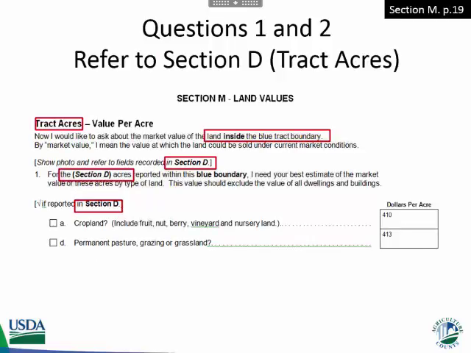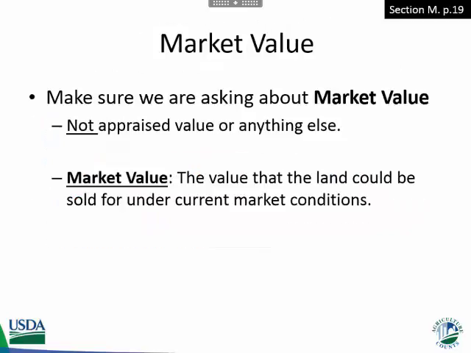Questions 1 and 2 are referring to the tract acres, which means all the land that is inside the blue tract on the aerial photo. You can also look at Section D to make sure. You see there's numerous points where it says refer to Section D. So that's what we're talking about for questions 1 and 2. Here we see question 1.